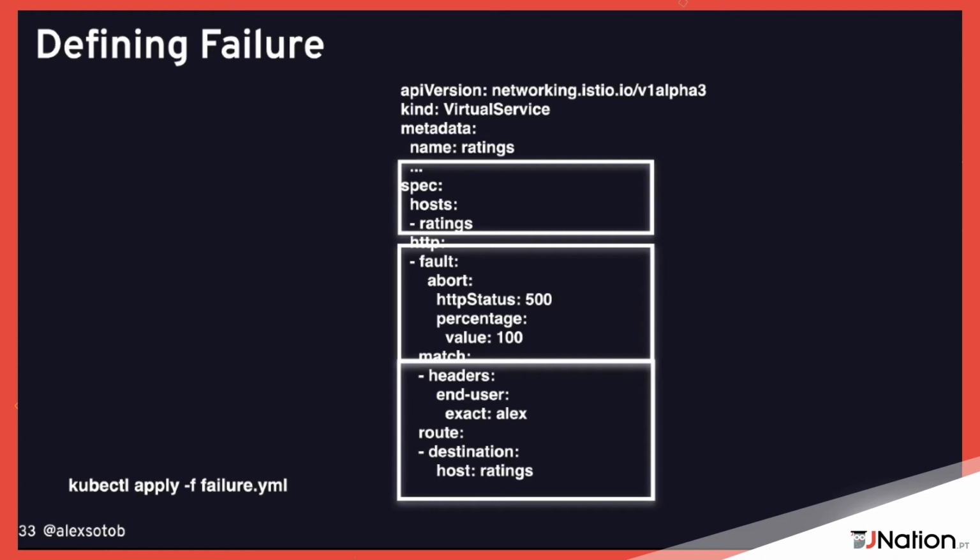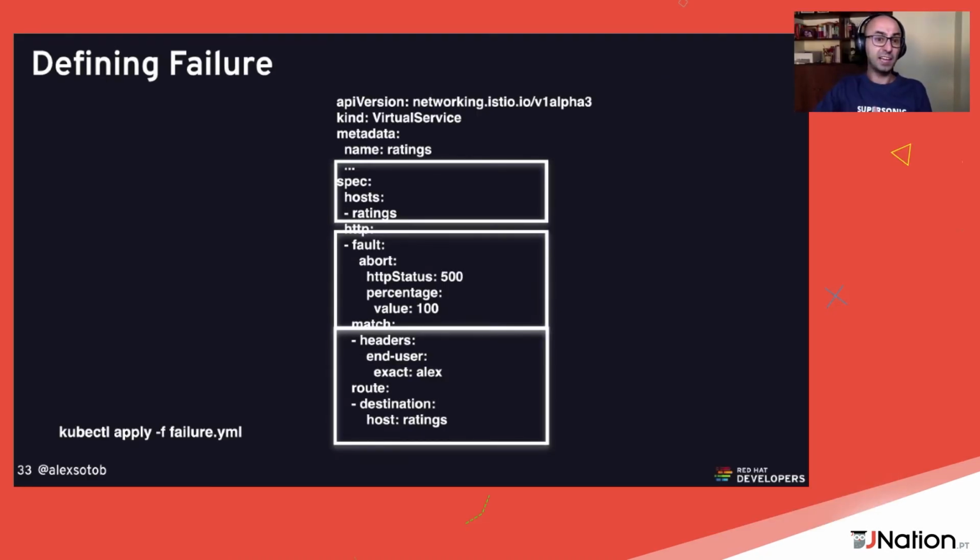But of course, notice that you are missing something here. Because here you are just injecting the failure, but we are skipping all the phases of chaos engineering, like defining a steady state, running the experiment, defining the hypothesis, and so on.